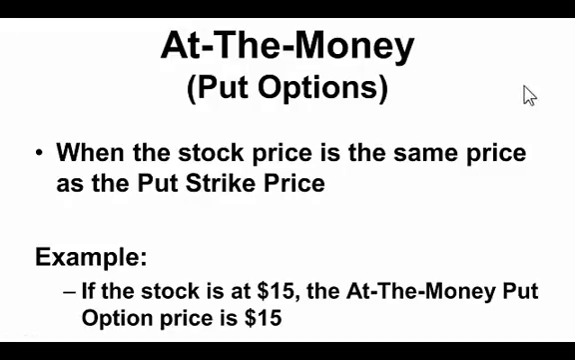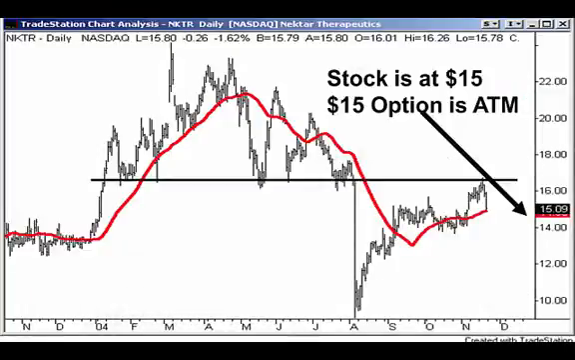So to review, an at the money put option is when the stock price is at the same price as the put strike price. So for example, if the stock price is at 15, the at the money put option is at 15. So here's an example. Here's a chart. The stock price is currently at 15. If I own the $15 put, that put is considered at the money.